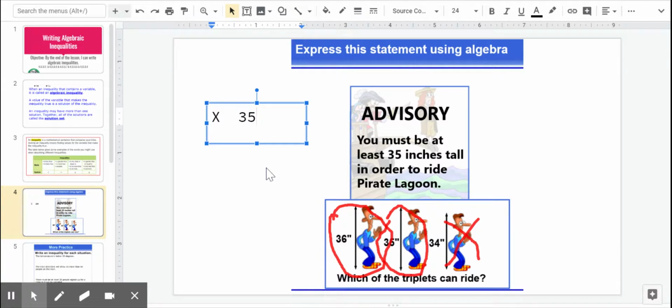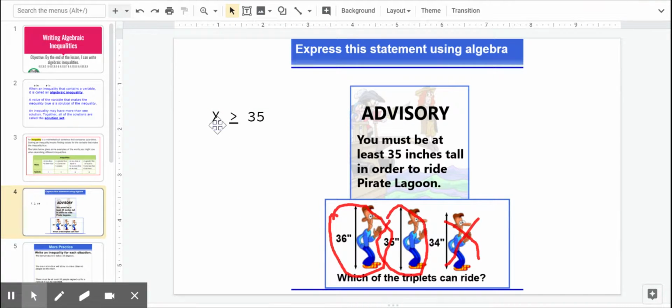So I want to figure out what algebraic inequality symbol I would put in the middle here. Well, I have numbers like 36 and 35. So I have numbers that are 35 or bigger, so I would want to put the greater than symbol. However, it could also equal 35, so I would want to put the greater than or equal to sign. So x, which is your height, has to be greater than or equal to 35 to go on the ride.